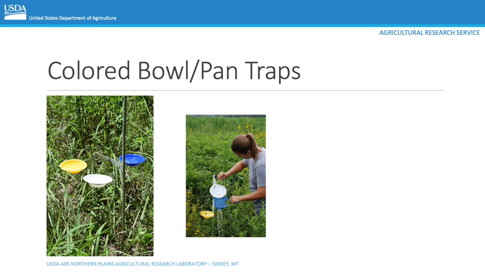And so for this particular project, instead of using sweep nets and emergence traps like in the previous project, I used a passive trapping mechanism for pollinating insects. And these are just simply termed colored bowl or pan traps. And as the name implies, it's basically a plastic colored bowl. Usually people use yellow, white, and/or blue. These are supposed to somewhat mimic a flower, and so if a pollinator is flying in the nearby area, it will land in the bowl, which has soapy water. The soap basically breaks surface tension, and the pollinator will drown in the soapy water, and then you can get relative abundances of the insects.